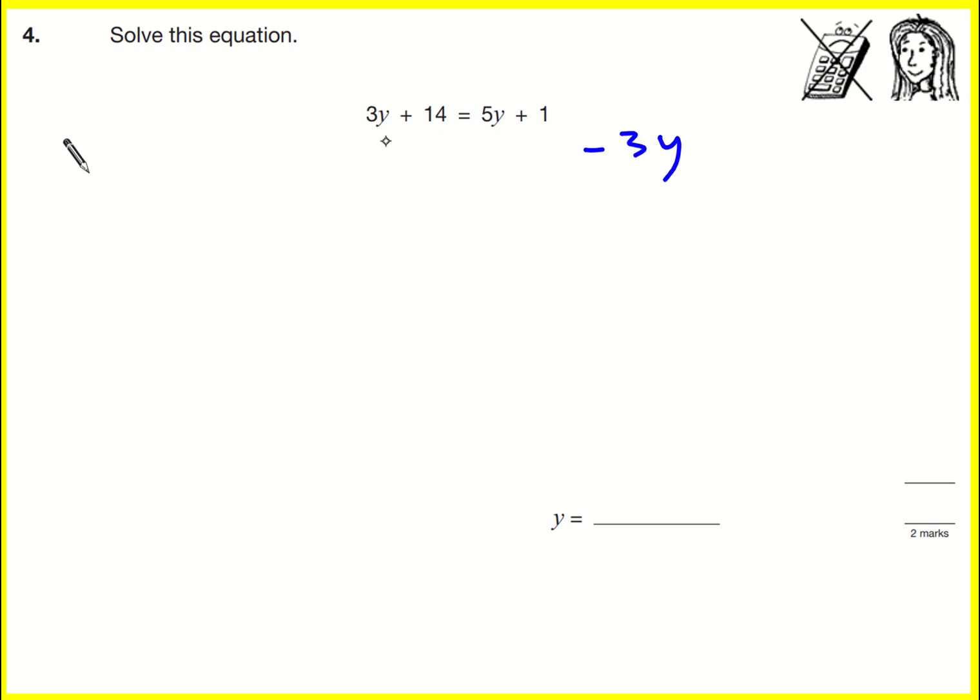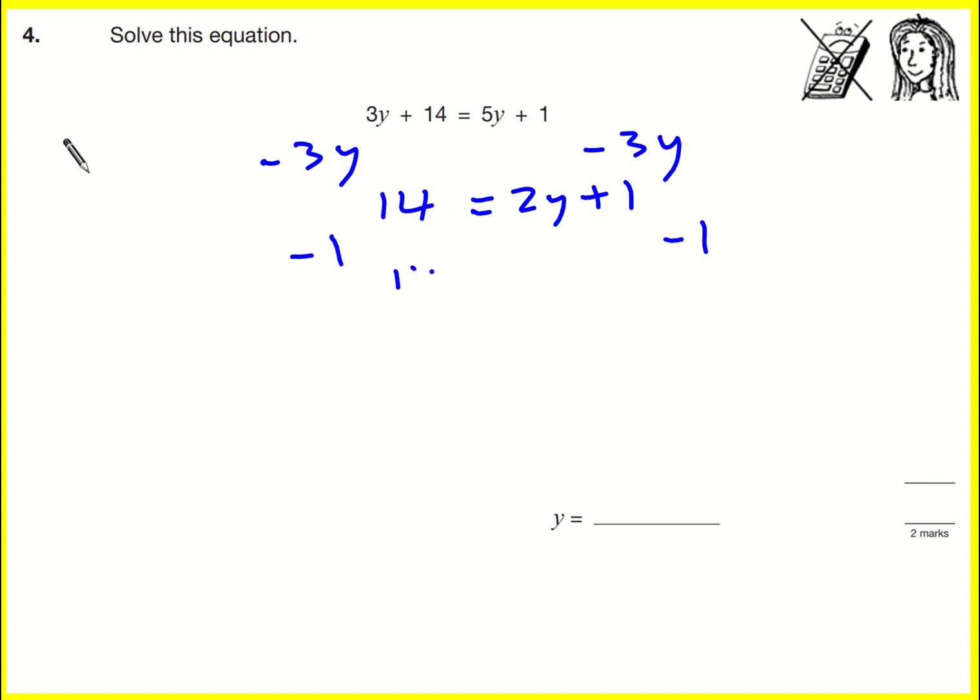do that by using the balancing method and minus 3y from both sides. It's best to minus the smaller of the y's rather than minusing 5y. So we get 14 equals 2y plus 1. We then minus 1 from both sides. We're now at a two-step equation essentially.